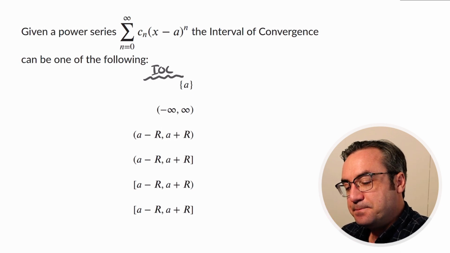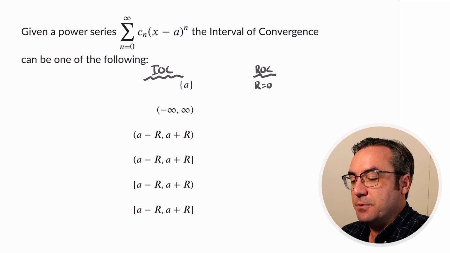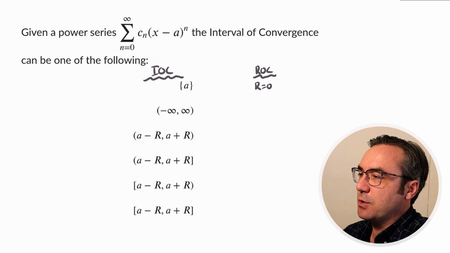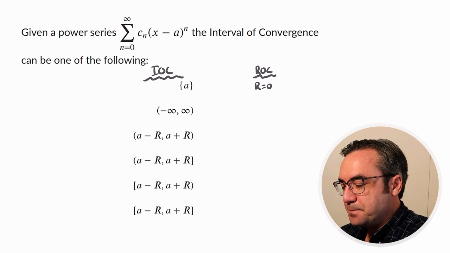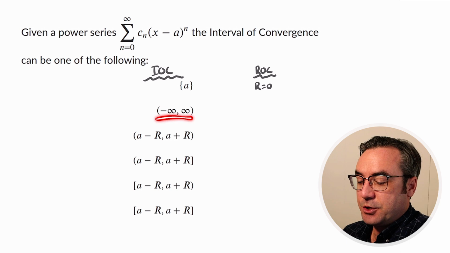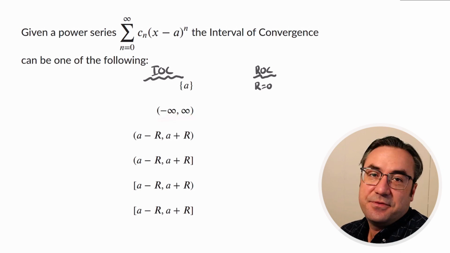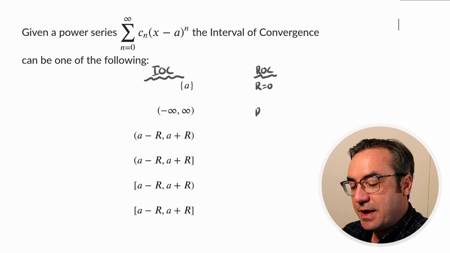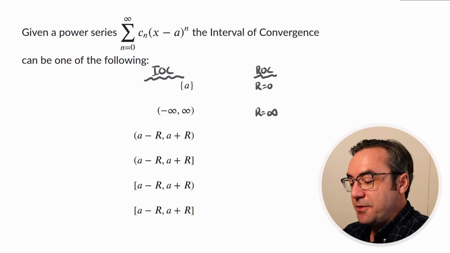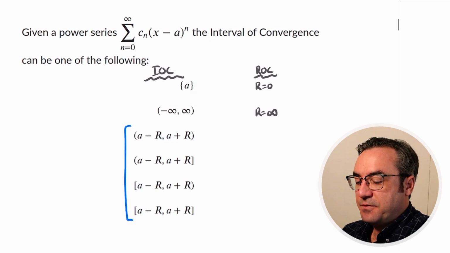And if that's the case, well, our radius of convergence for that would just be 0. So the set containing just one point, well, there's really no width to that. It's 0 width. The other option is that it could be all real numbers. So it could be the entire x-axis, essentially. And, well, this has infinite width. So in this case, the R value would be infinite. All right, so the other 4 cases here, these are finite intervals.